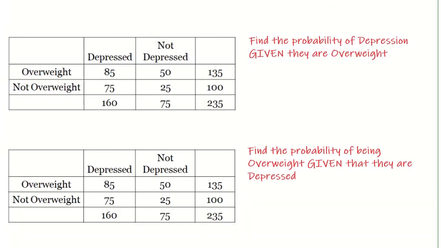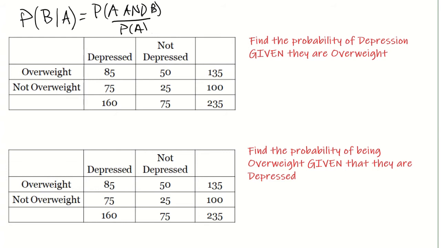In this example, we're going to use contingency tables to solve conditional probability problems. Let's begin by reviewing the formula for conditional probability, and that's the probability of B given A equals the probability of A and B divided by the probability of A. And if you recall, the probability of A and B is the intersection of the two probabilities. So let's solve our first problem.